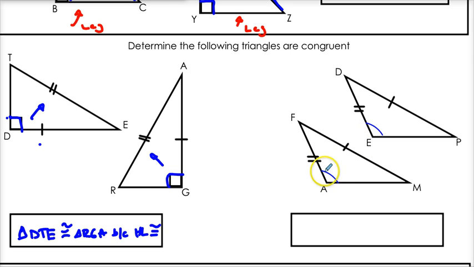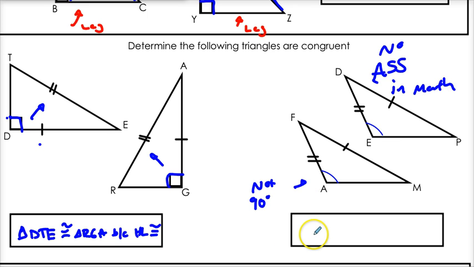All right, now let's look at this one. Once again, I have an angle and two sides, but that is not a right angle. Not 90 degrees. That doesn't have the box. And the angle isn't between the two sides, right? The angle has to be between the two sides. That would just be AS. And there is no AS. That makes me laugh and pretend. No AS in math. So right here, I don't know if they might be congruent, but right now there's just not enough info.